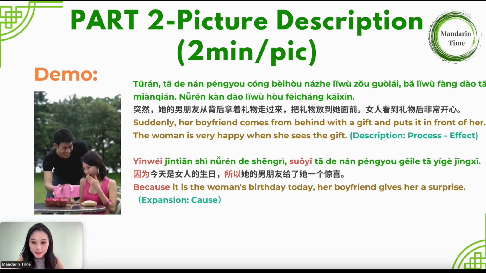In this way, we finish the question with all the details following the when, where, who plus process, effect, cause structure. It's pretty organized, right?